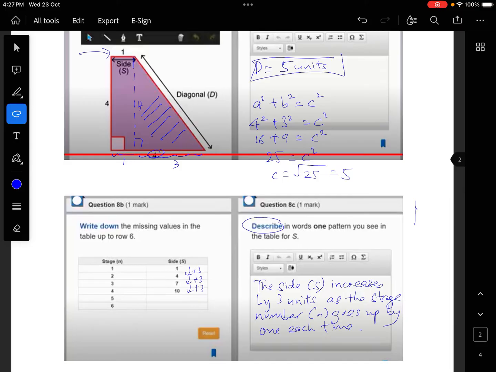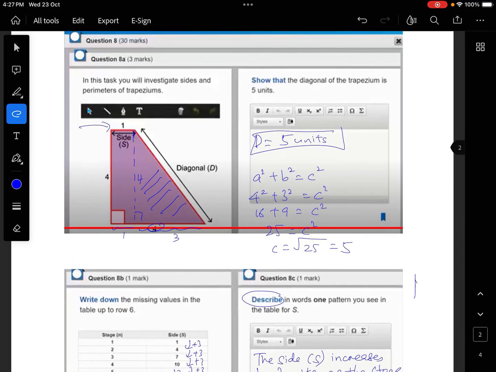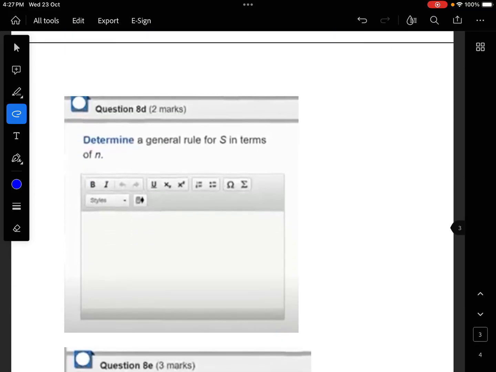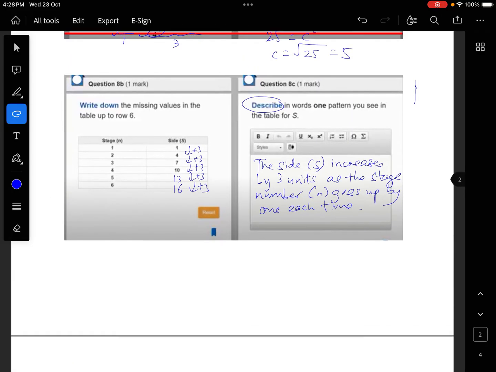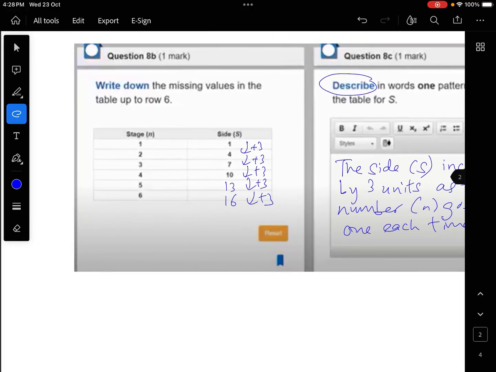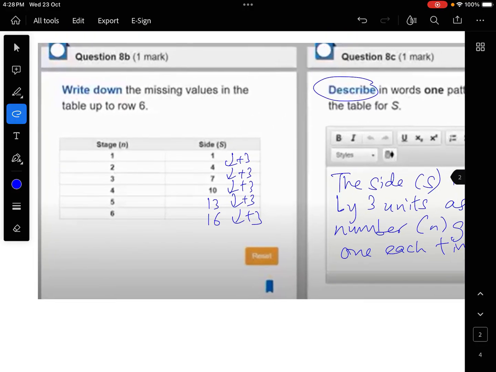That will be 8B, sorry, we should fill in the table as well. If it's adding 3 each time, this is going to be 13 and this is going to be 16 here. Very straightforward, and I would say that's an easy 5 marks so far. Question 8D says determine a general rule for S in terms of N. So going back to the table here, let me just zoom in.